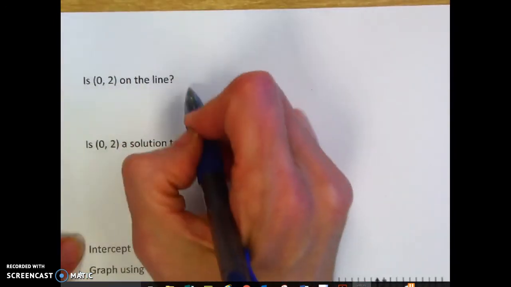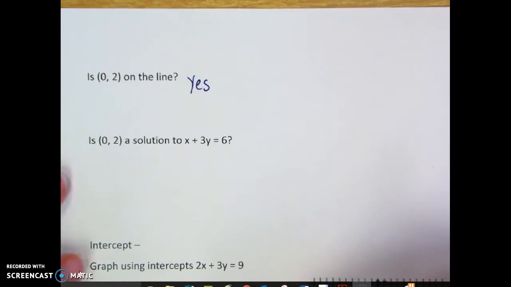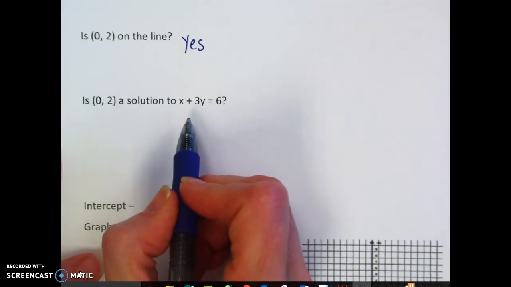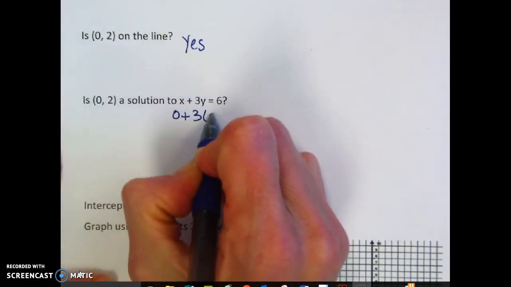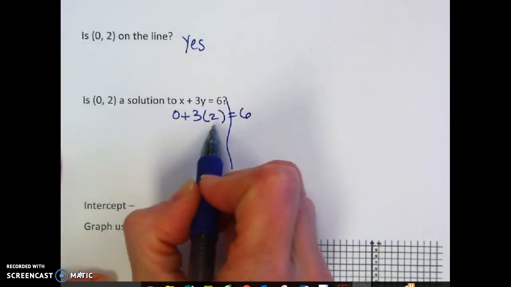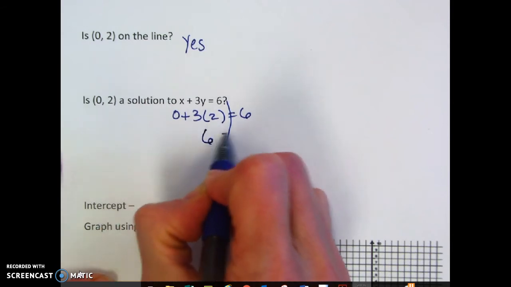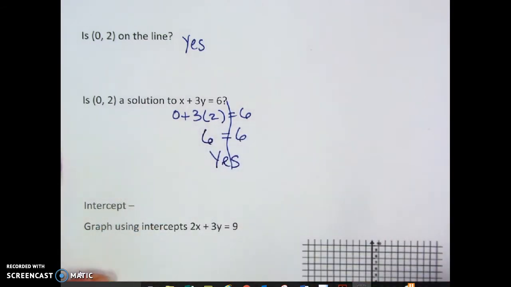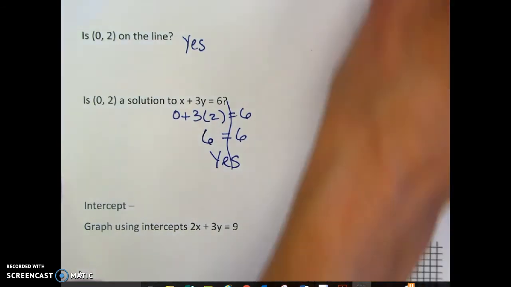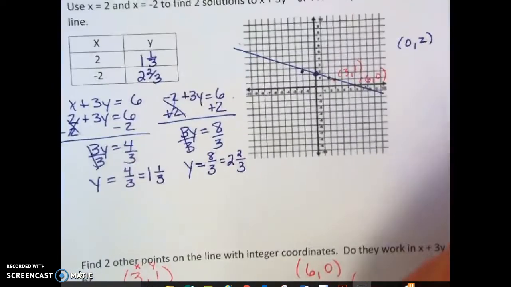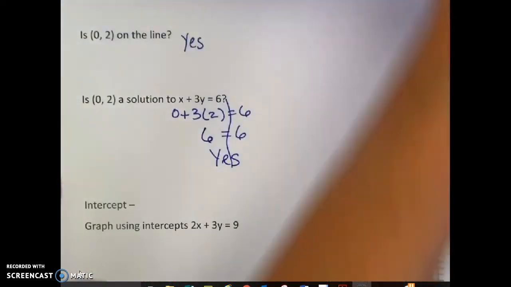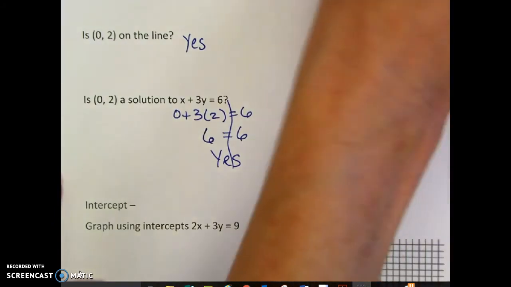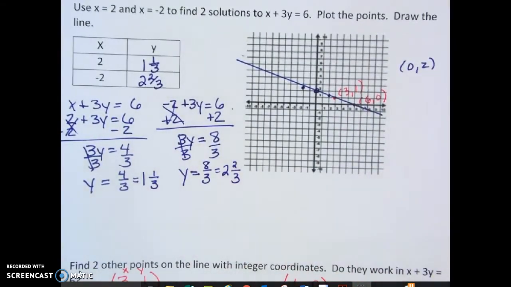So is this on the line? Yes. Is this a solution to this equation? Well, let's try it. Putting in 0 for x, 2 for y, working out the left side, working out the right side. We get the same thing, so yes, it is a solution to this equation as well. Isn't that kind of neat how every single point that's on this line, every coordinate that's on this line works in this equation? And every point that works in this equation falls on this line.